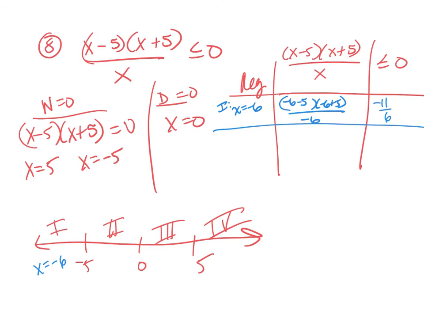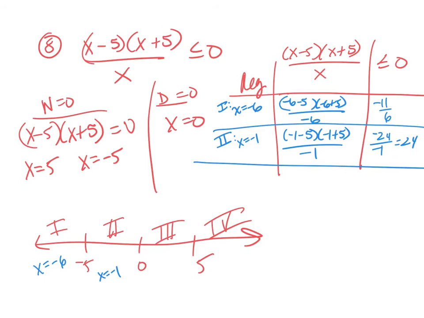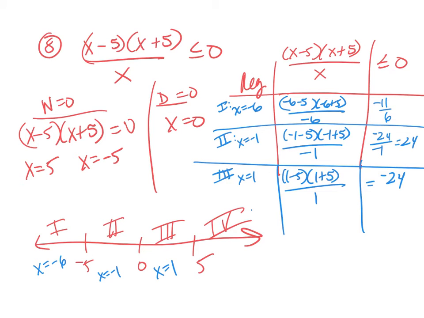Let's talk about region 2. Let's do negative 1. Negative 1 minus 5, negative 1 plus 5, negative 1. So that'll be a negative 6 times a positive 4. That's negative 24 all over negative 1. That's a positive 24. So about region 3. Let's do x equals positive 1. So we have 1 minus 5, 1 plus 5 all over 1. That's negative 4 times 6. That's negative 24.